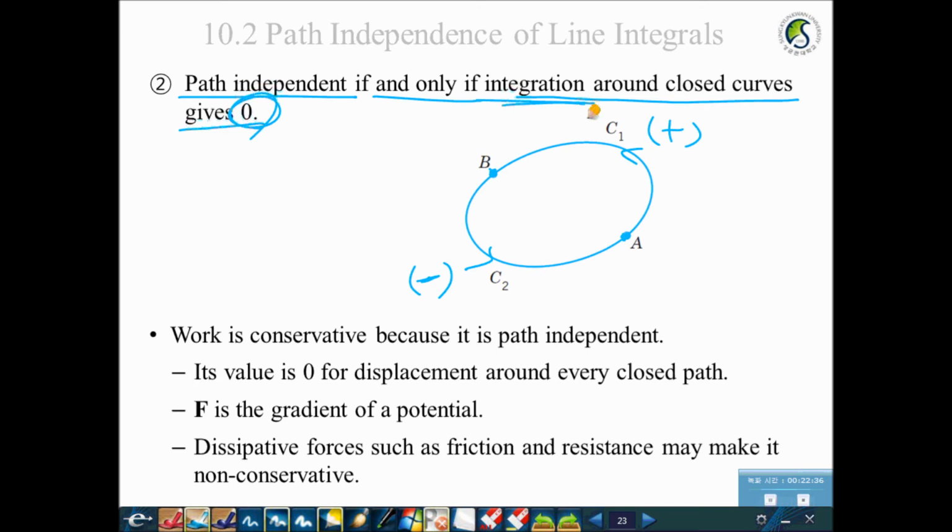Okay? You could see the proof in the textbook. I'm not going to do it here. And the second one, we don't have much application for the second, right? In that respect, work is conservative because it is path independent. You could always find the gradient function of a potential, and it's conservative. But if there are dissipative forces such as friction or resistance, it may be non-conservative.